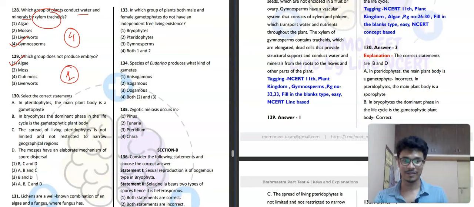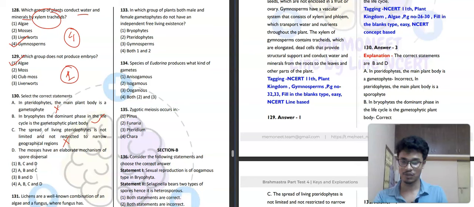Select the correct statement. You can see so many statement based questions in this test for this chapter specifically. It is saying that in pteridophytes the main plant body is gametophyte, which is not correct. The main plant body in pteridophyte is sporophyte. Now the next one is, in bryophytes the dominant phase in life cycle is the gametophytic plant body, which is absolutely correct. Now the next one is, the spread of living pteridophytes is not limited and not restricted to narrow geographical regions. It is not correct.